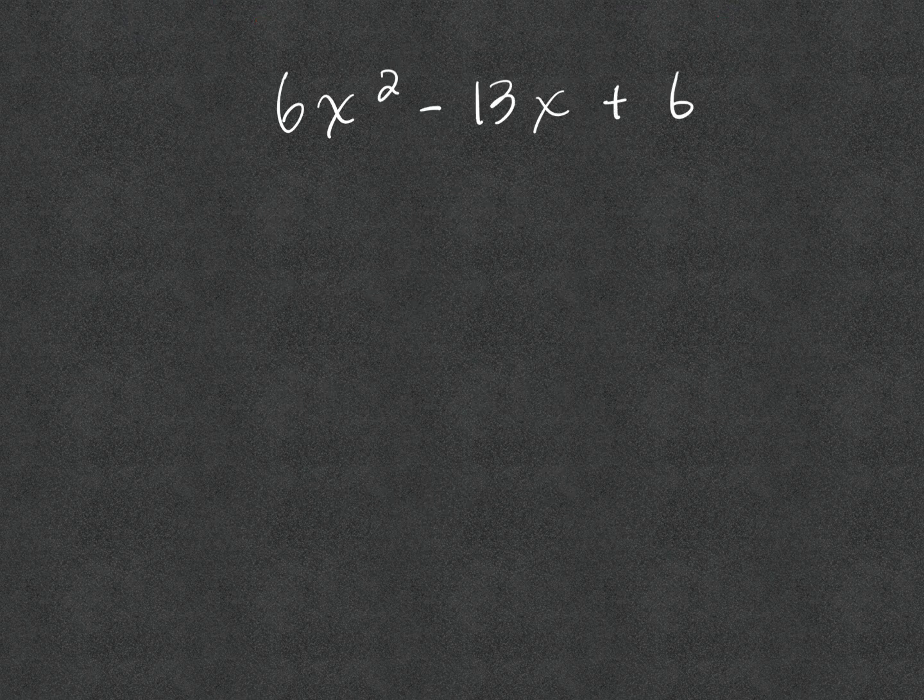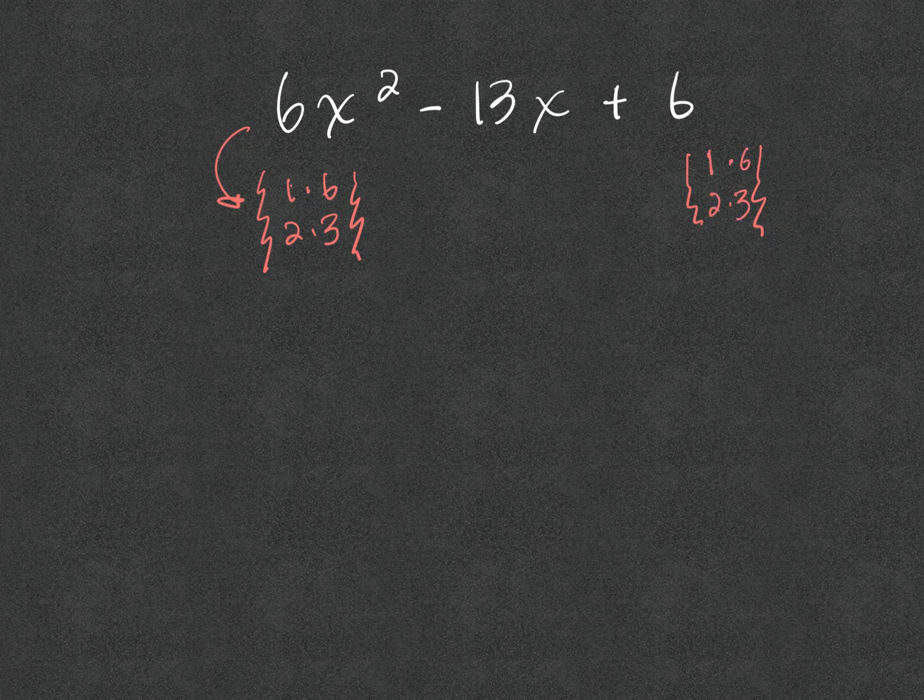Okay, we have another quadratic trinomial. A is greater than 1. So what we want to do is look at the factors of a and c. The factors of a, 6, are 1 times 6 and 2 times 3, and the same thing for c because it's the same number: 1 times 6, 2 times 3. Now I want a combination of factors that will add up to the middle term.